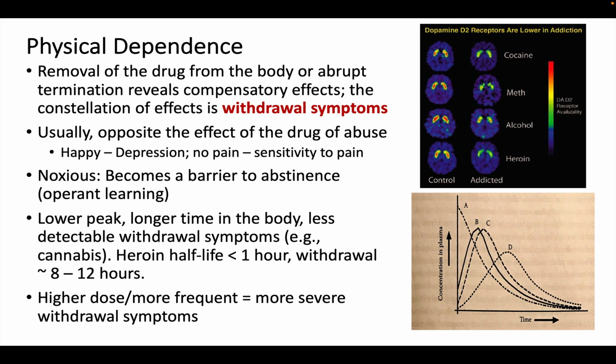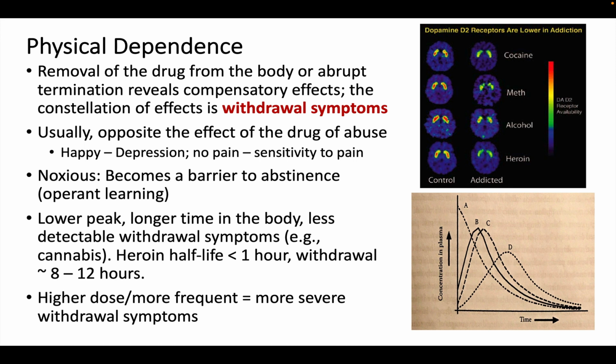So, for example, if the drug intoxication creates happiness, it may lead to depression, or if it tends to reduce pain, it may lead to sensitivity to pain when they're withdrawing. This is also noxious. It becomes the barrier for abstinence. A lot of individuals can't handle the withdrawal effects, and so that's why they start using again in order to reduce the withdrawal effects that they're feeling.